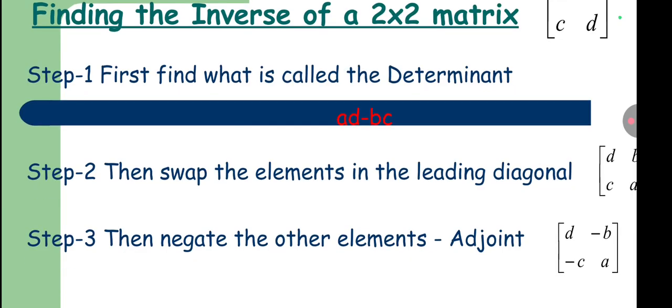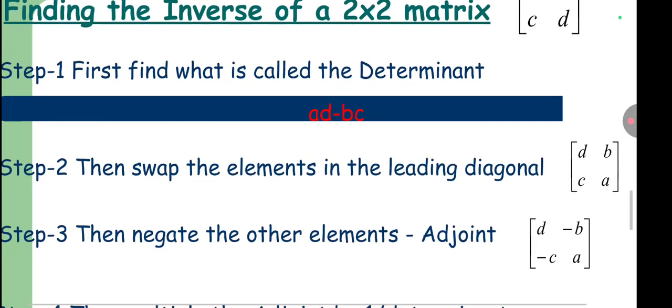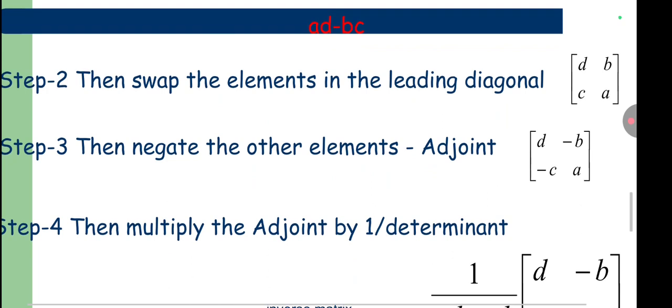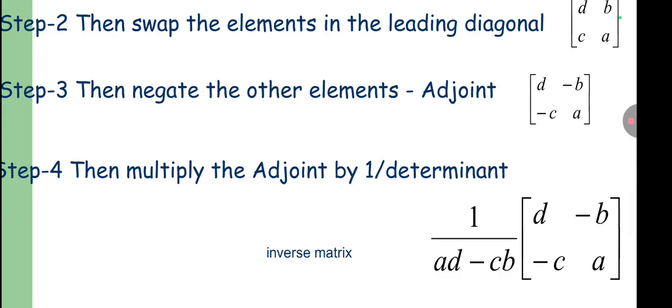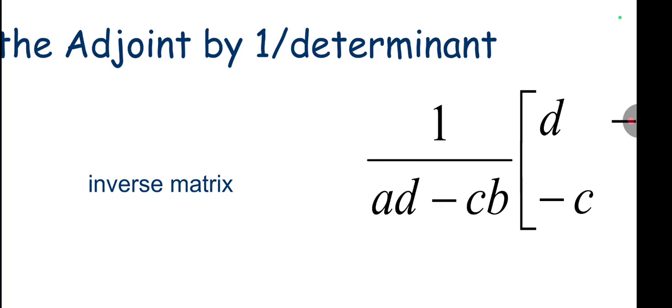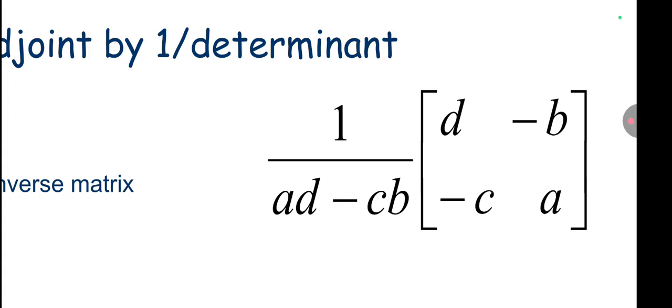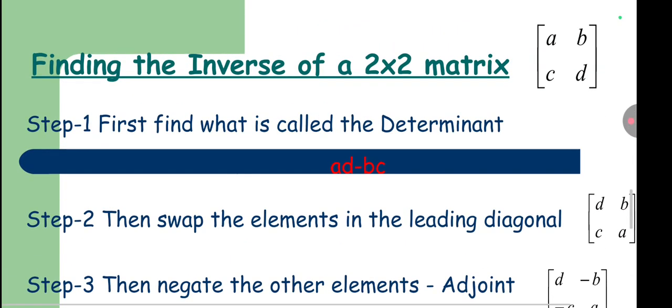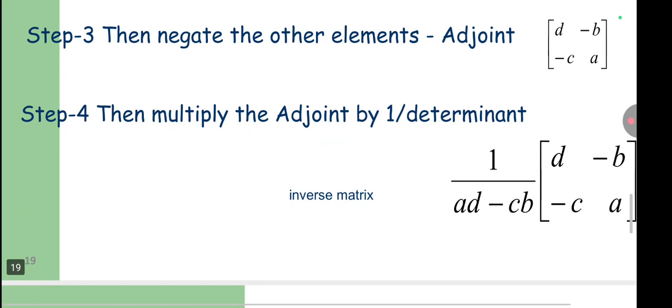Here you have to follow these steps. First, find the determinant of the given 2 cross 2 matrix. Next, find the adjoint of the 2 cross 2 matrix. And then substitute in the formula, A inverse equals 1 by determinant of A into adjoint of A. That is 1 by AD minus CB, which is the determinant of A, into the adjoint of the 2 cross 2 matrix, D, minus B, minus C, A. These are the steps we have to follow for finding the inverse.